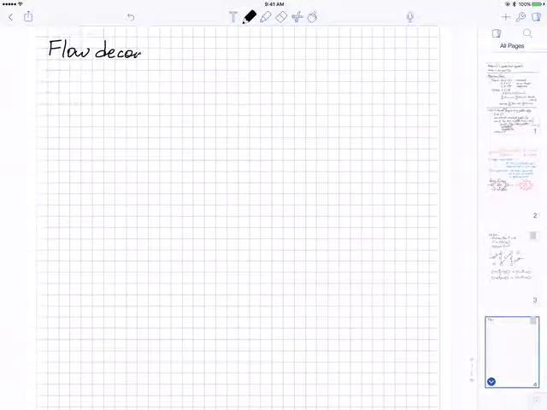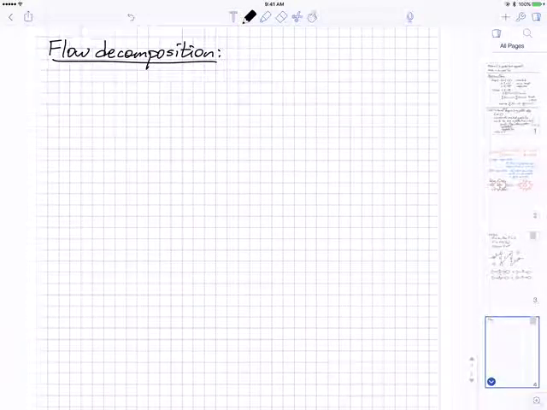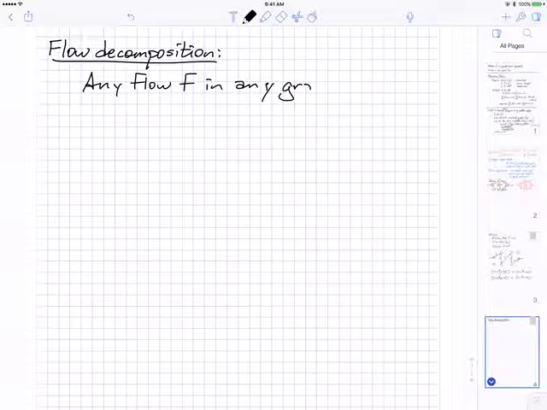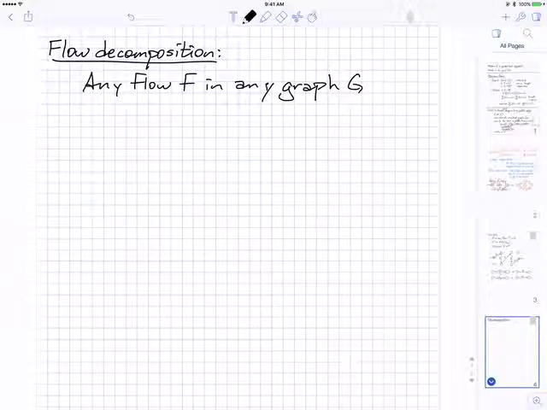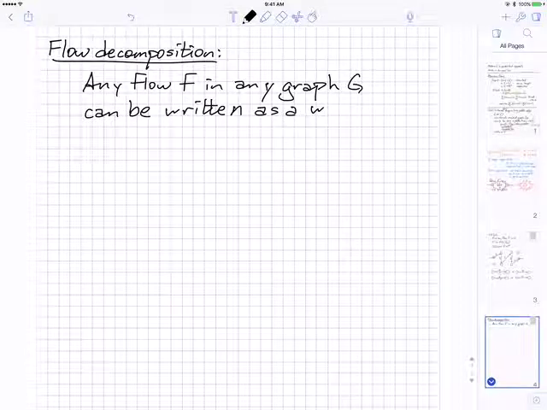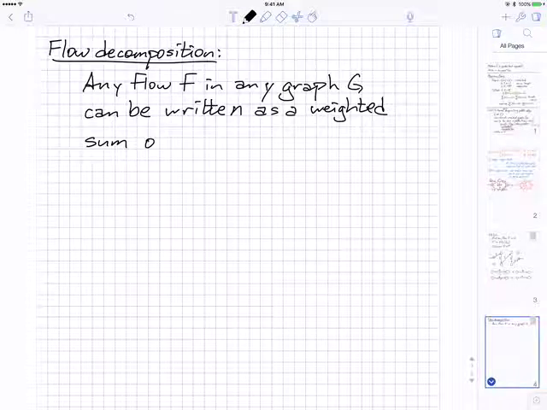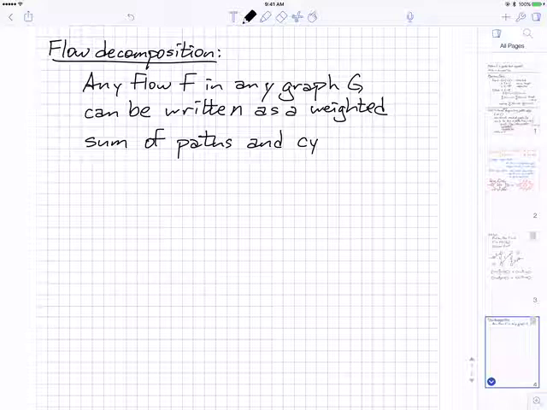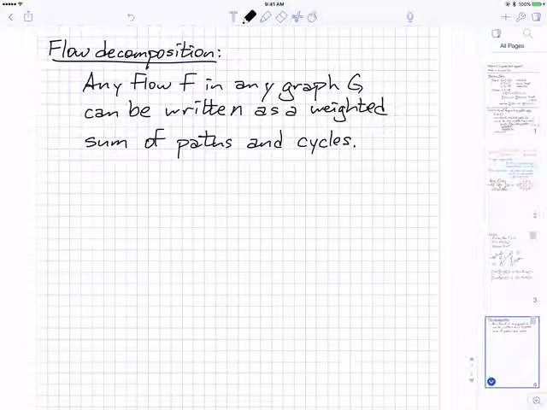Okay, so more generally, there's something called flow decomposition that says any flow f in any graph G can be written as a weighted sum of paths. Well, I have to be a little careful here, and cycles.